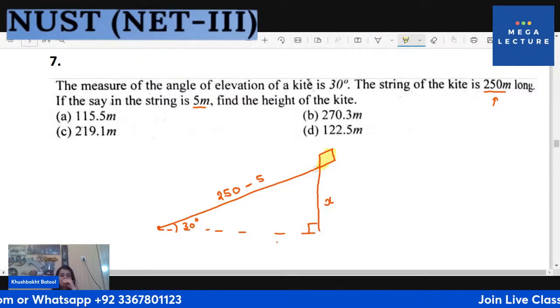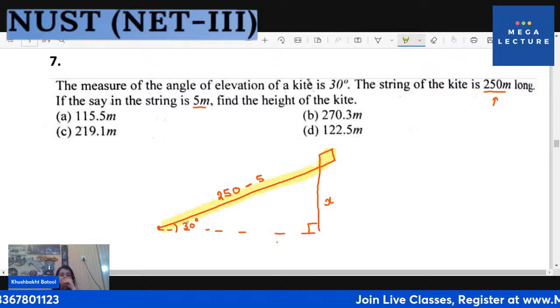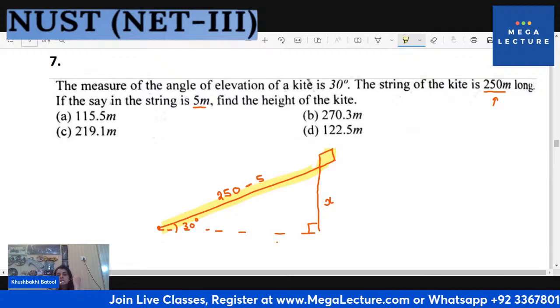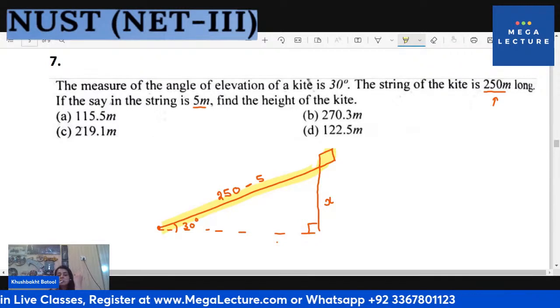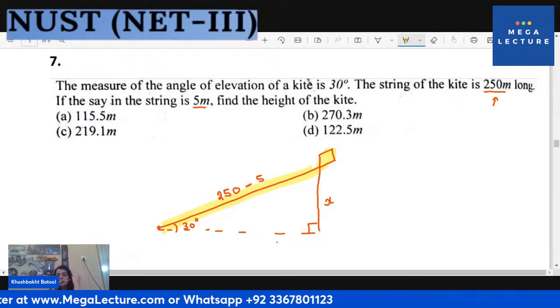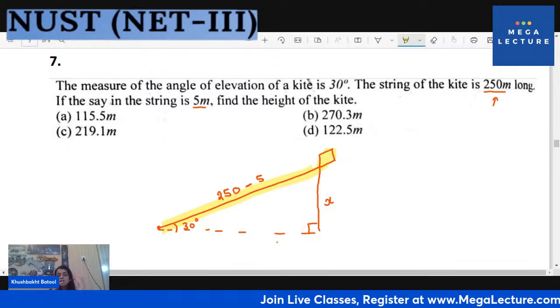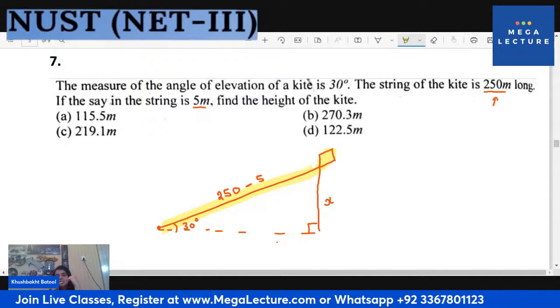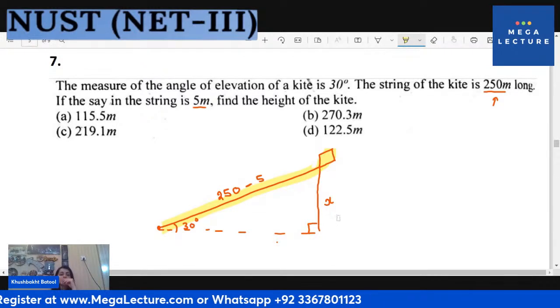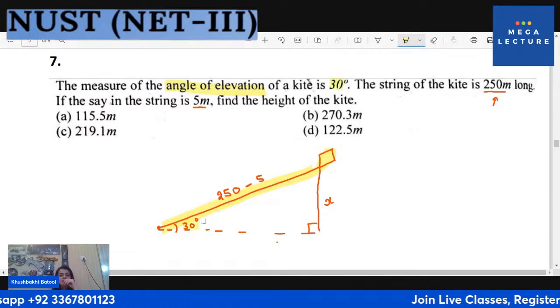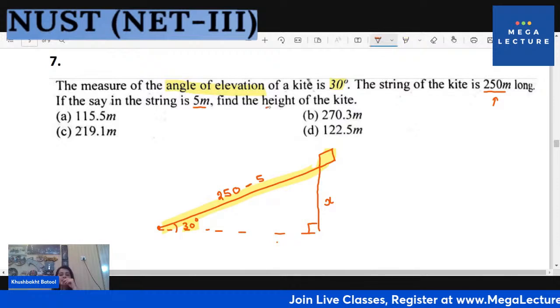This is your kite. This is the string of the kite that originally is 250 meters long, but the sag in the string is 5 meters. Now the string is 250 meters long, but some part of the string is used to connect it with the kite by tying it up, and then some part of the string is in hand as well. So that is where 5 meters would be lost. So this hypotenuse length is basically going to be 245 and not 250, and the angle of elevation is 30. So this is the angle of elevation, and you need to find the height of the kite.